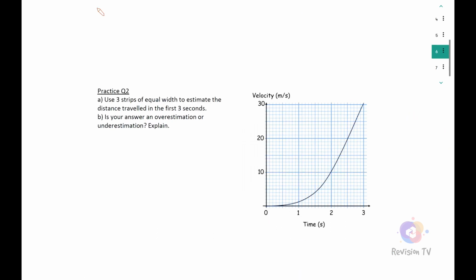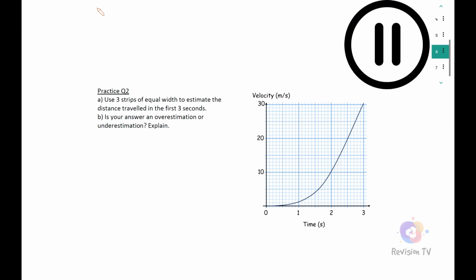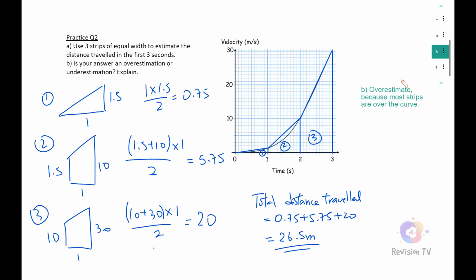All right. Practice question 2. Okay, this time it's about estimating the area under the curve. Pause the video, have a go with the question. When you're ready for the answer, you can press play. Here are the answers.